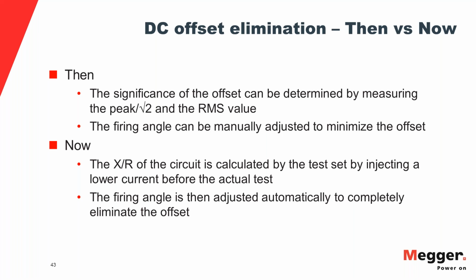With the test sets which use modern technology, the X by R ratio of the circuit is calculated by the test set by injecting a low current initially. From that X by R, the test set determines the firing angle that is required to eliminate the offset completely, and that's how the newer technology deals with this problem.